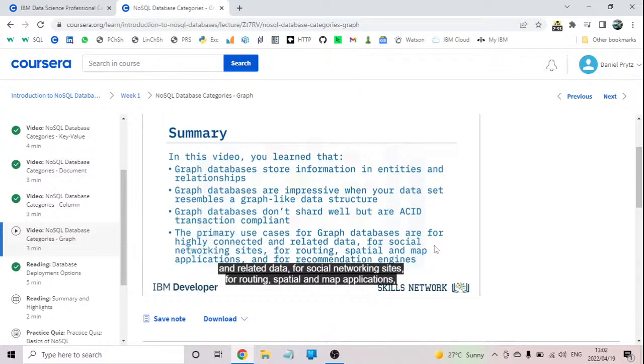Graph databases are impressive when your dataset resembles a graph-like structure, which means you have your relationships as edges and your nodes as your entities, like your tables, and they're all related. For example, social networking, routing, spatial, map, and recommendation engines. Graph databases don't shard well, but are ACID transaction compliant. Because of the relations, they're very similar to relational database management tables, so therefore they are ACID compliant: atomic, consistent, isolated, and durable.